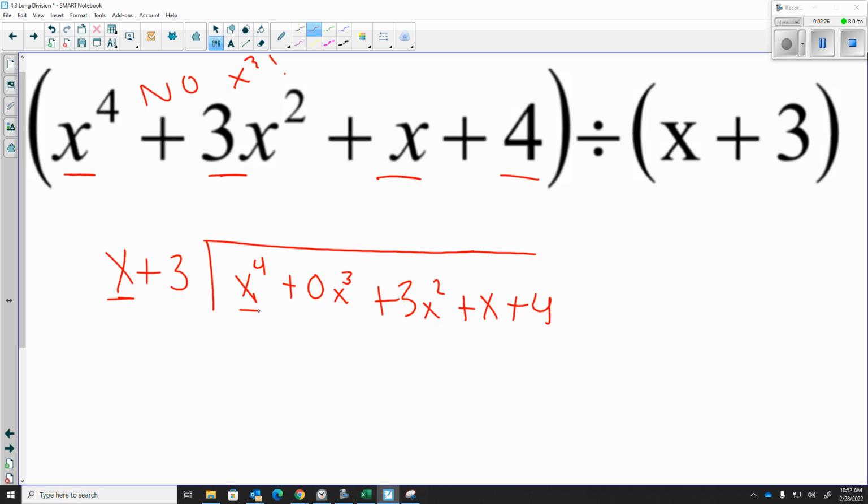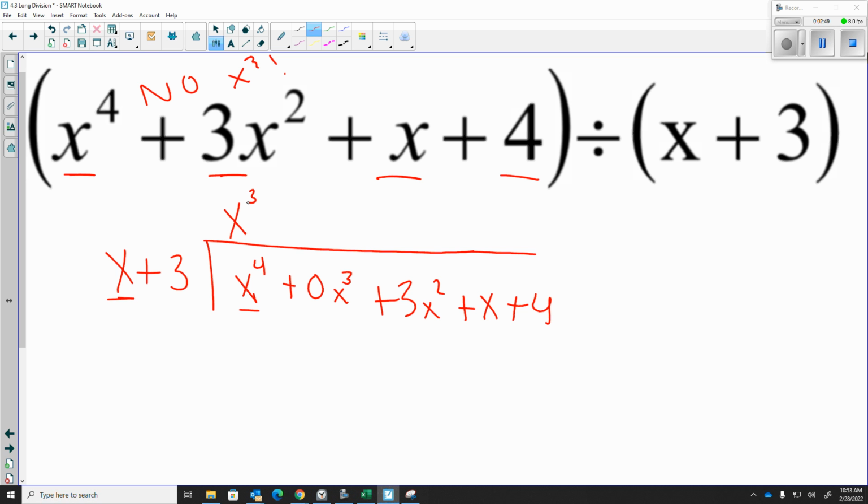And I ask myself the question, what do I need to multiply this by in order to get this? What do you need to multiply x by to get x to the 4th? X what? X cubed. I have to multiply by x cubed. Okay, see how I got that? X times x cubed is x to the 4th, right? That's what I want.